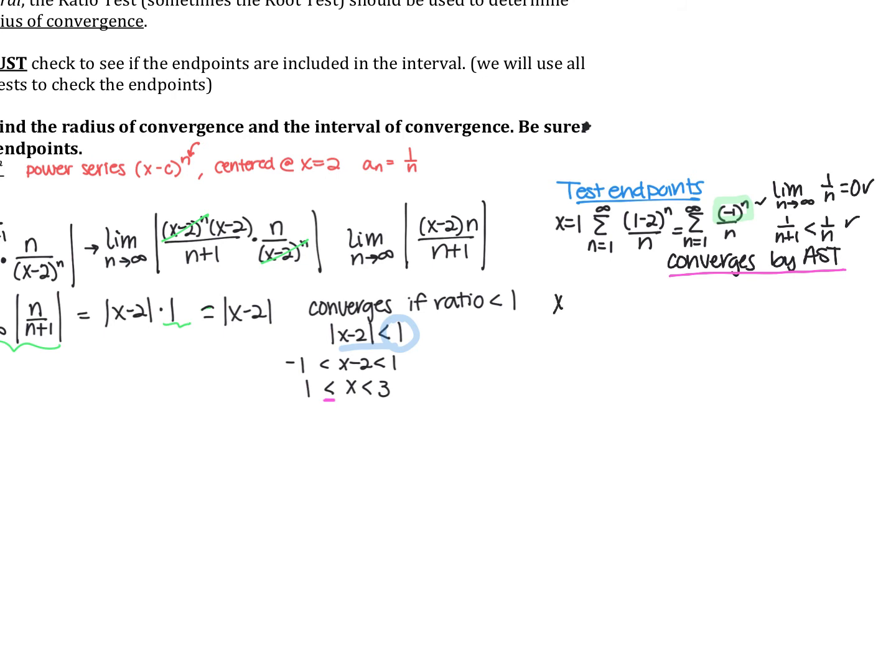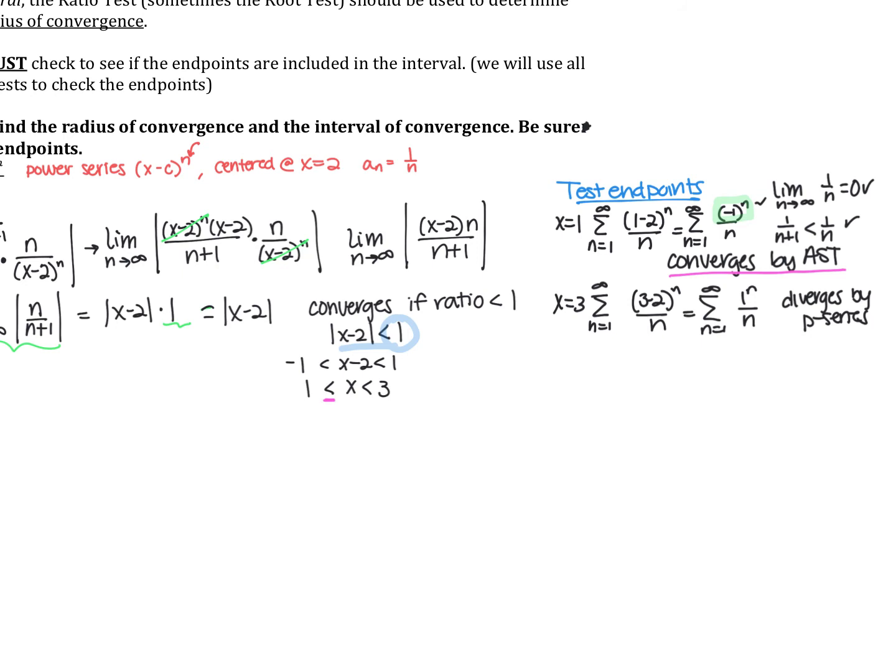Okay, so now let's test my next endpoint. If I let x equal 3, I would get 3 minus 2 to the n power over n, which is equivalent to 3 minus 2 is 1 to the n power over n. It looks really close to an alternating series, except it's not alternating. It's just that harmonic series. And I know this diverges by the p series. And therefore, I do not include 3 in this. I don't change this to be equal to 3. It's only equal to the 1.